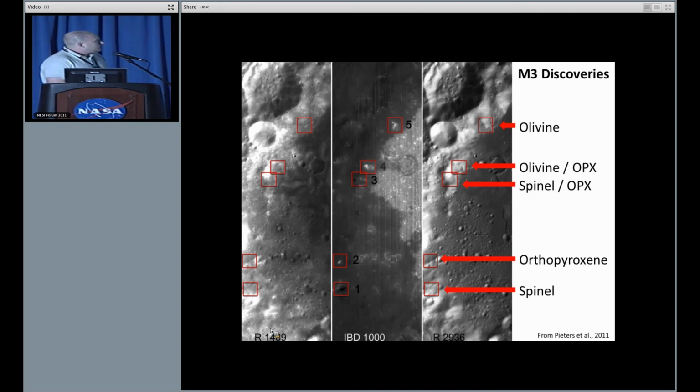To summarize their results, these are the five sites they looked at. The uppermost was the olivine type site. The southernmost is the spinel type site, and then there's also an orthopyroxene type site. And then you have these really interesting areas where you have olivine and orthopyroxene in close proximity, and spinel and orthopyroxene in close proximity, but not overlapping. They are distinct morphologic units.